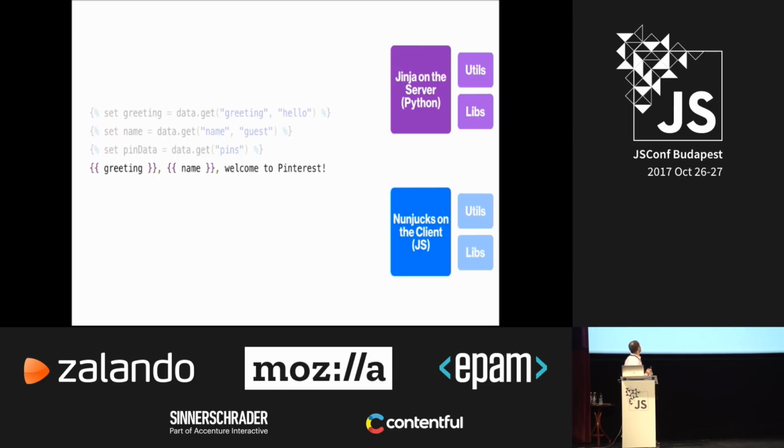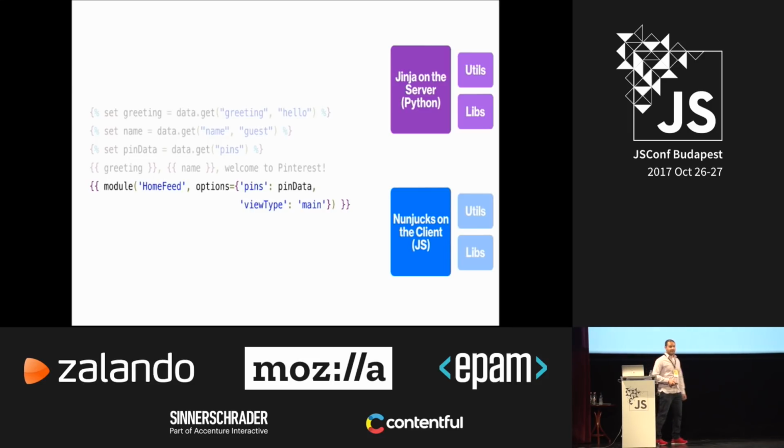And if the name is empty, it will render hello guest, welcome to Pinterest. And finally, on this slide, we are rendering a module called home feed. A module is a function call. In JavaScript, it will be converted to a function call, which will find the home feed module and render it for us, passing all the options as properties. Does it look familiar to you at all?